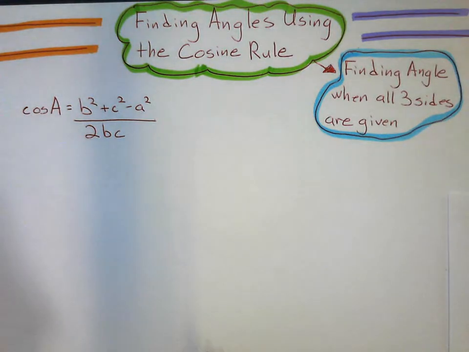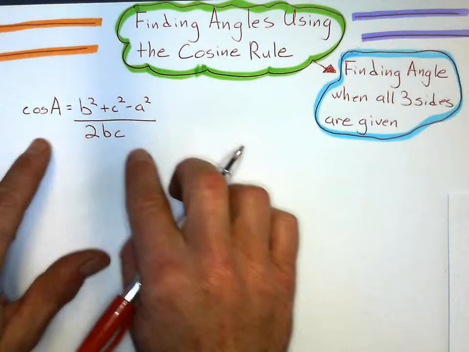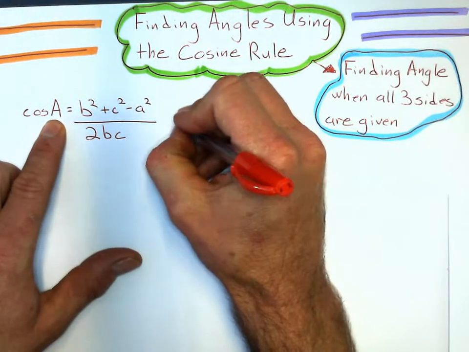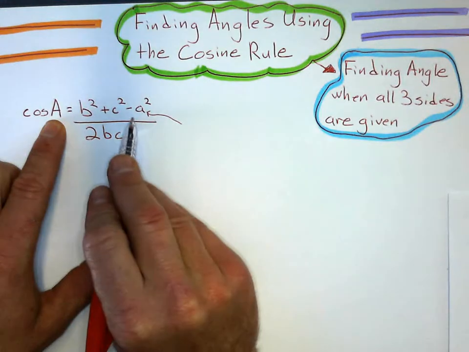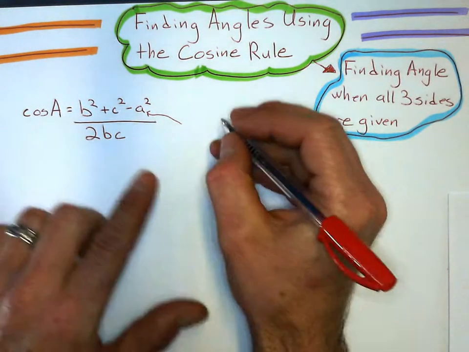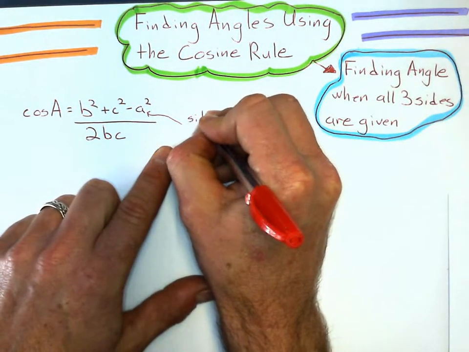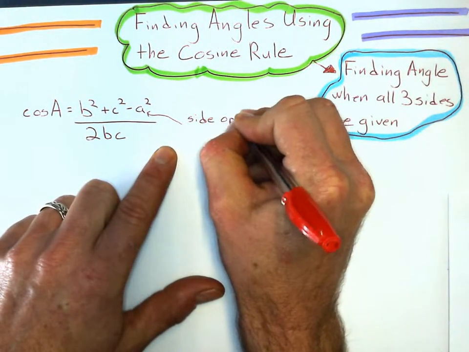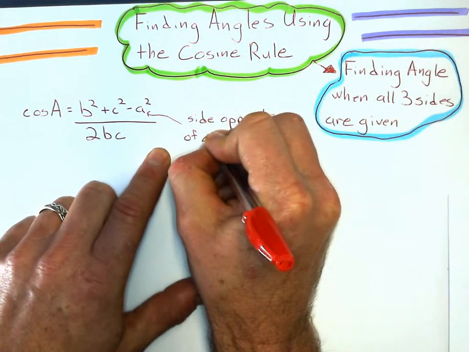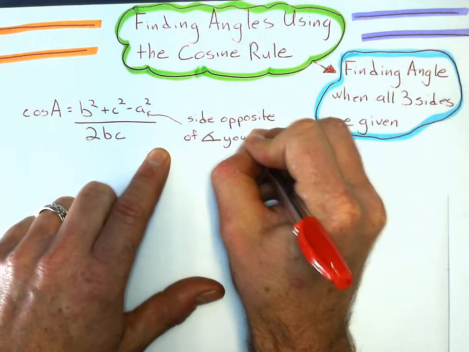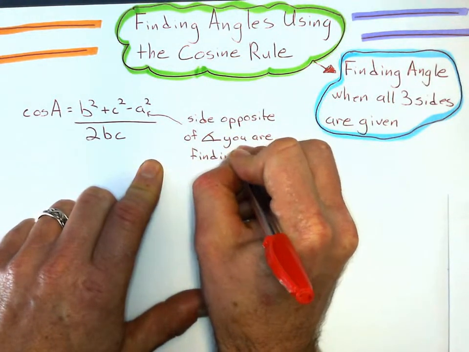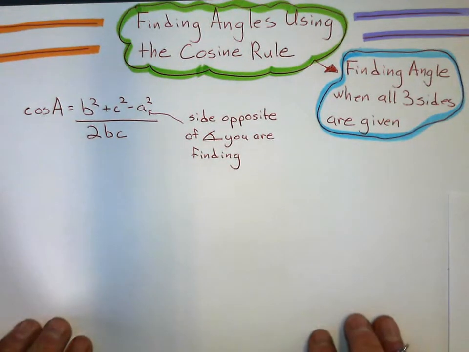Okay, here's the main thing here. Whatever angle you're figuring out, that one right there, a, is the side opposite the angle you're finding. So that there is the side opposite of the angle you are finding. Okay.